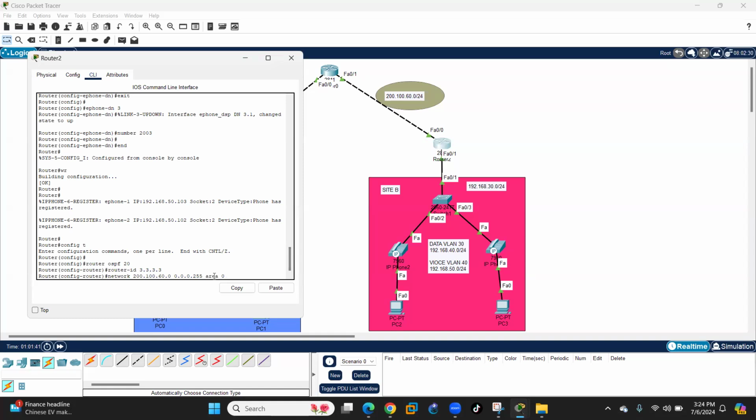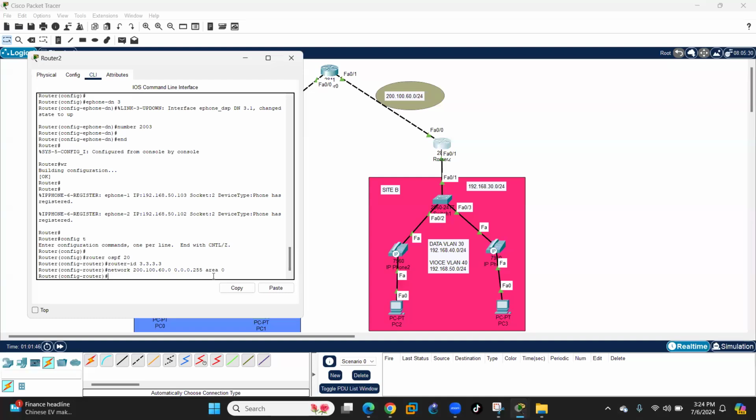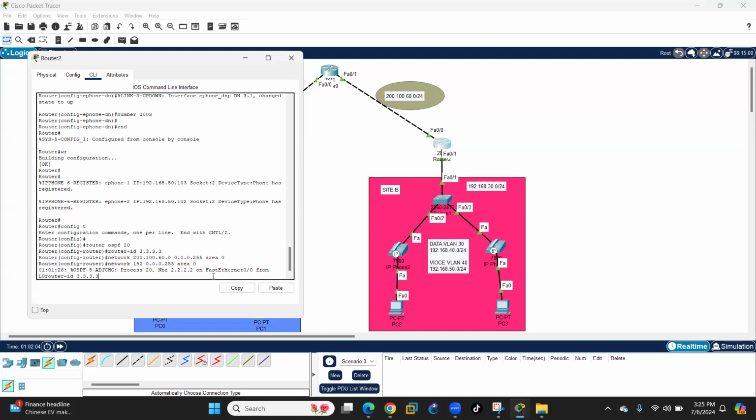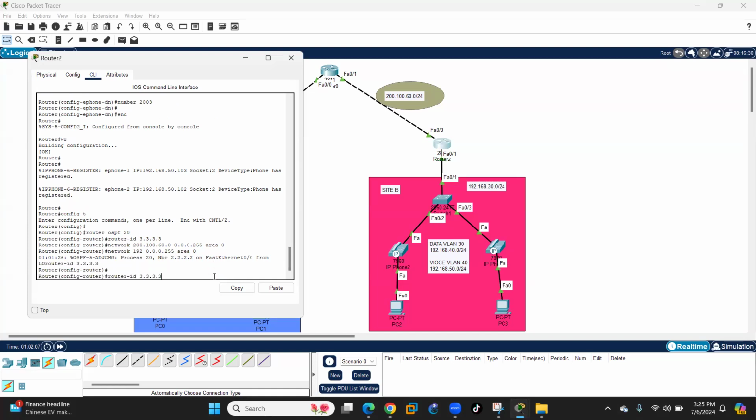Okay. Area 0. Area 0. Network 192.168.30. That has already formed adjacency to it. 192.168.